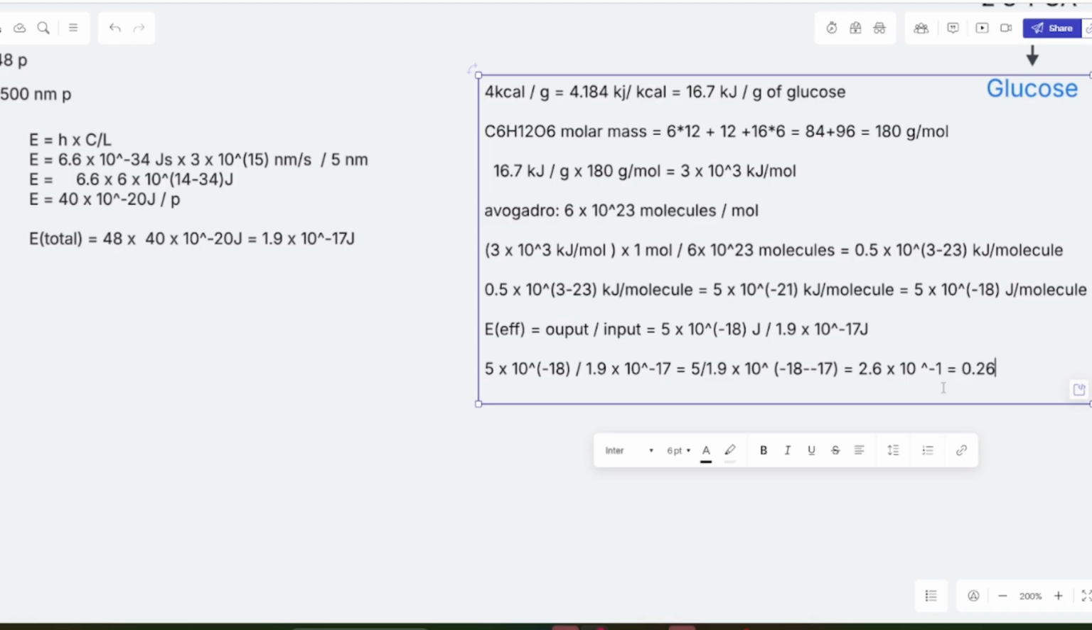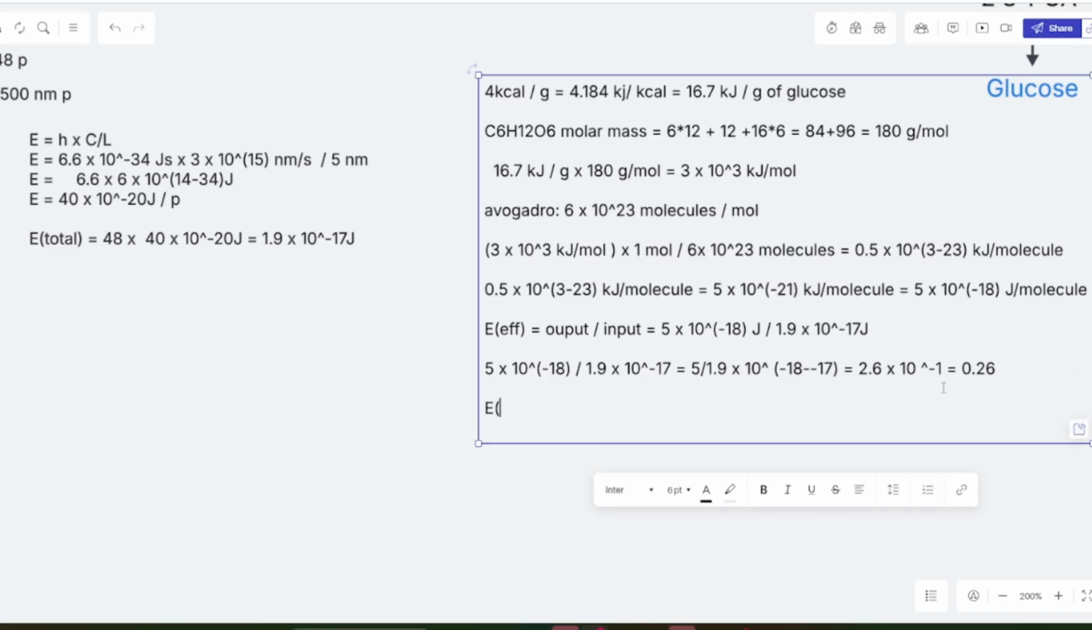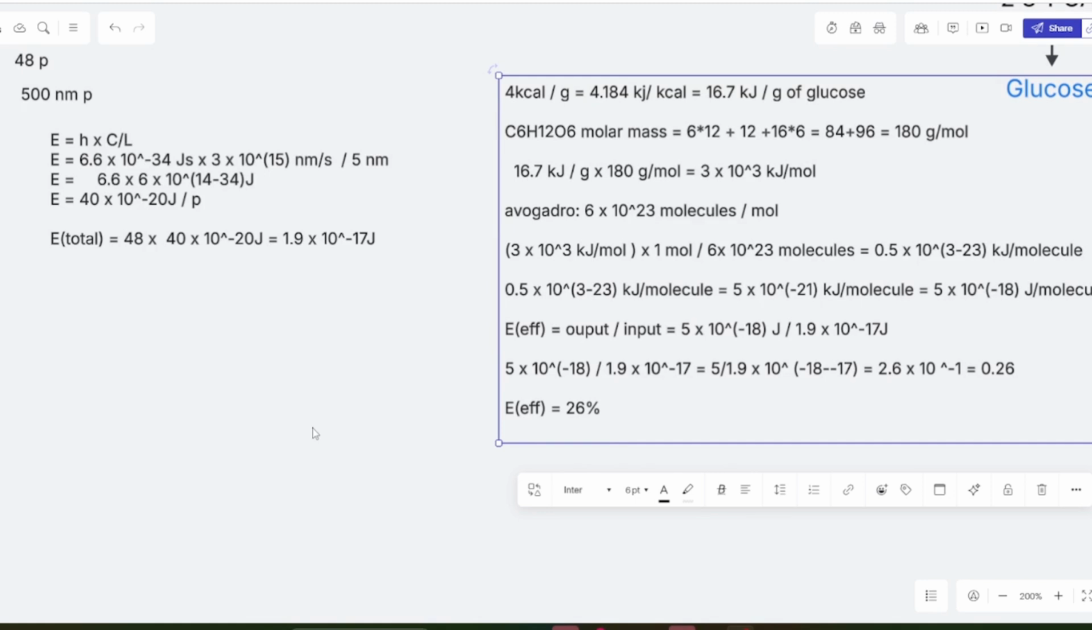This is a unitless ratio, and so the energy efficiency is equal to 26%. So now we've calculated that 26%, that's the maximum photochemical energy efficiency of photosynthesis. But of course, we've made some simplifying assumptions. We've left a few things out, and those will be the subject of a subsequent video.